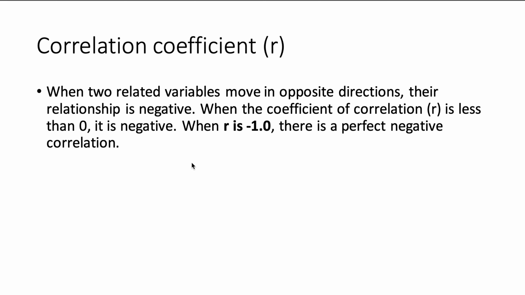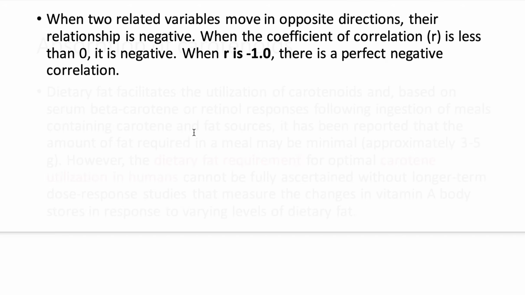Okay, what is the correlation coefficient? Here we can see that when the coefficient of correlation r is less than 0, it is negative. When r is minus 1, there is a perfect negative correlation.